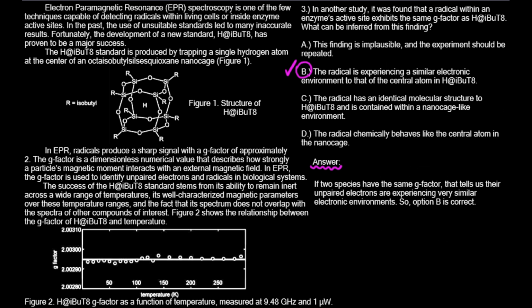That's why the correct answer is answer choice B. The radical is experiencing the same type of electronic environment as the central atom in H@IBU-T8, the standard. The other answer choices go too far by claiming identical structures or chemical behavior, which the G factor alone cannot prove. So the correct answer to question number 3 is answer choice B.